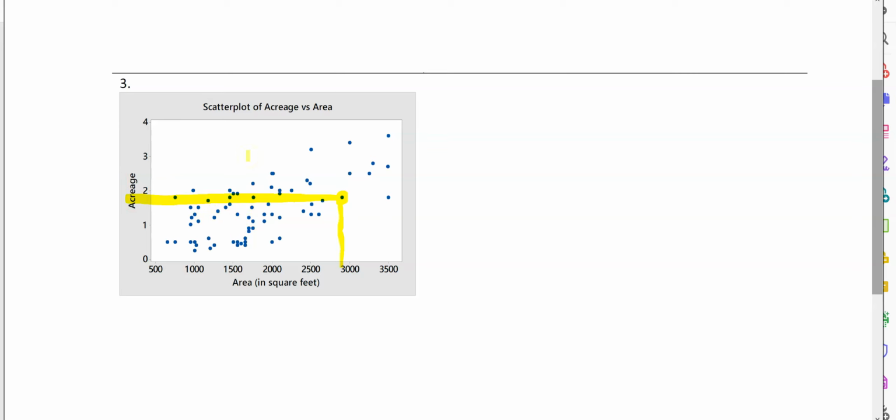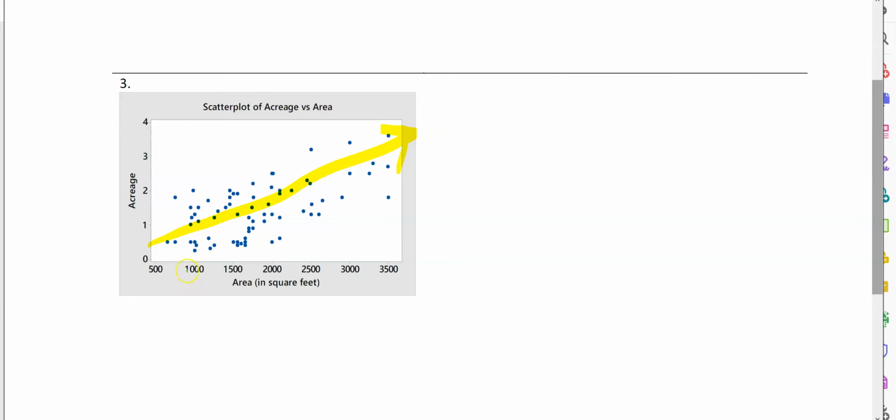Okay, and what is the general trend happening here? Well, it's a pretty weak trend, but in general, I can see that as the area in square feet of the home is increasing, the acreage of the land it's sitting on is also increasing. But it's not a very strong relationship, right? But in general, let's see what's happening here.